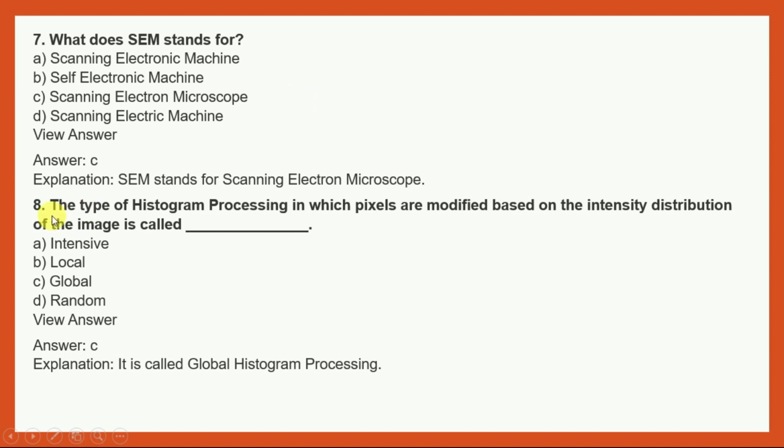Now the question is, the type of histogram processing in which pixels are modified based on the intensity distribution of an image is called? The answer is option C, that is global.